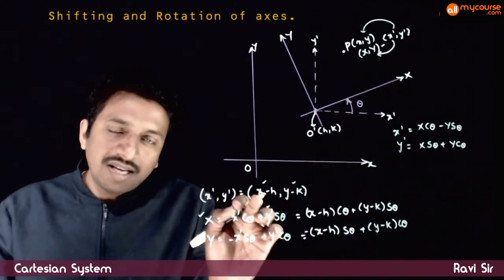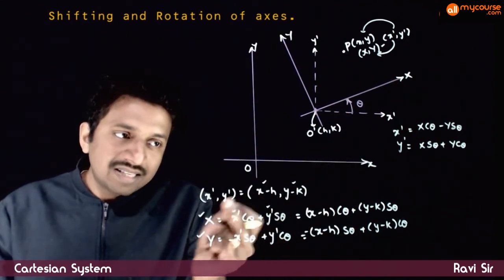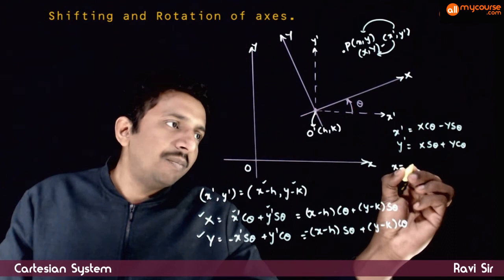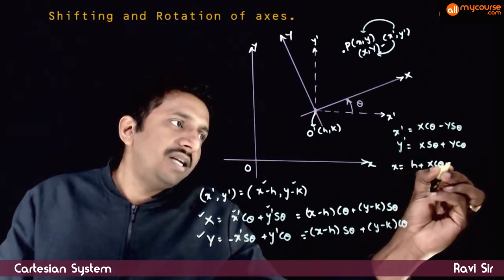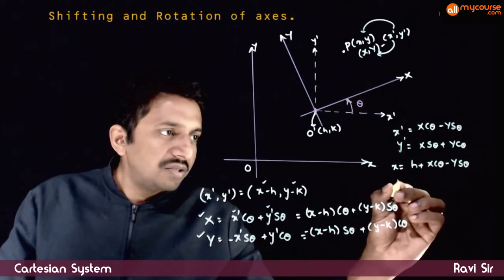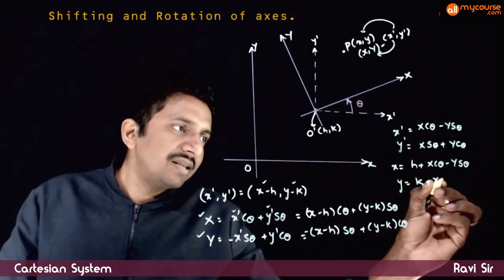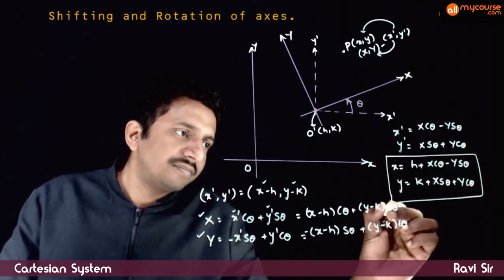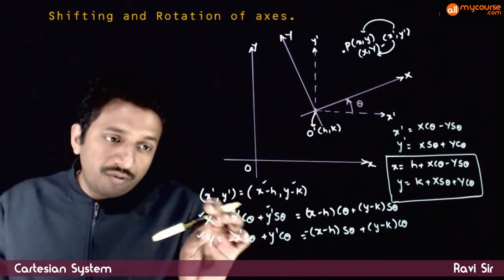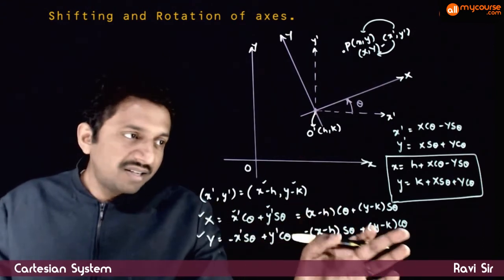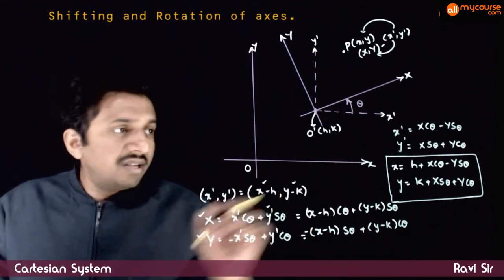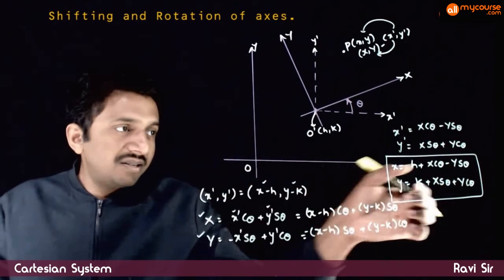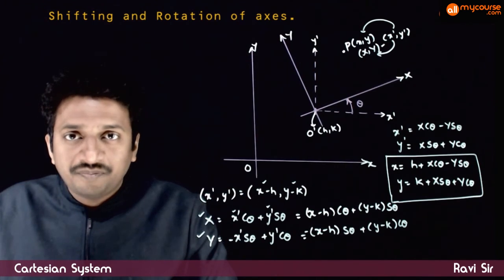And once you have x' y', x is nothing but x' plus h, y is nothing but y' plus k. So x is nothing but h plus x cos theta minus y sin theta, small y is equal to k plus x sin theta plus y cos theta. So if you want the new coordinates in terms of old coordinates, this is the transformation formulas, and if you want original coordinates in terms of new coordinates, this will be the transformation formula set.